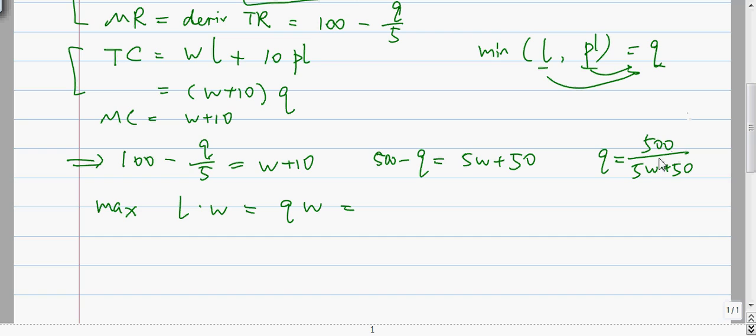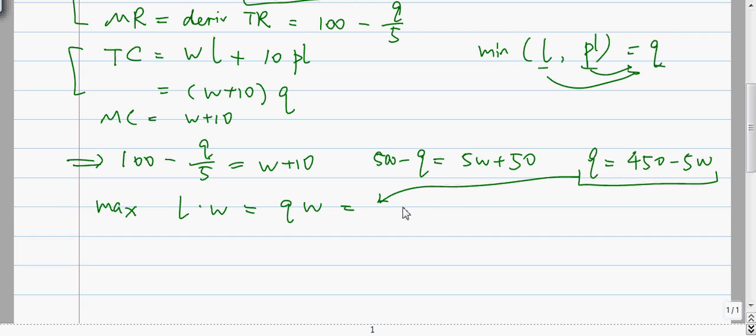This thing is wrong. This is moving Q to the other side. It's just Q is equal to 450 minus 5W. I'm sorry, that expression was wrong. So then I thought it's harder to differentiate this way. But anyways, if we solve correctly, we substitute this in, then we get this expression. And then we are trying to maximize this.